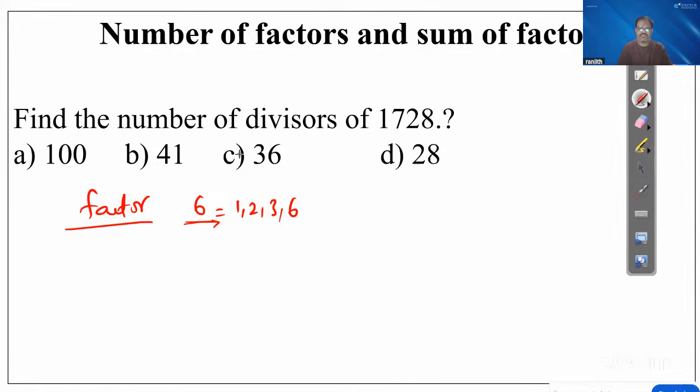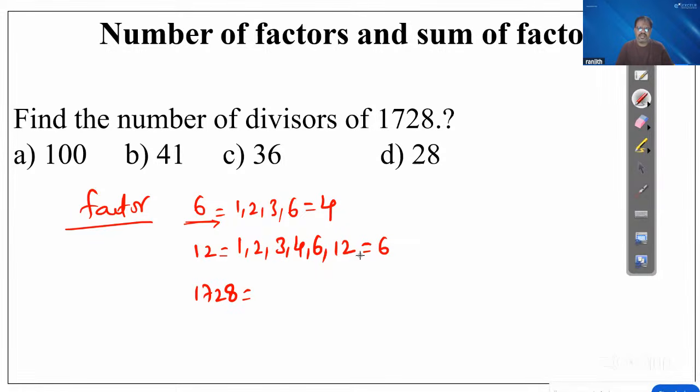A factor is nothing but a number which divides exactly, where we are getting remainder 0. So what are the factors of 6? 1, 2, 3, 6. So the number of factors will be equal to 4. What about 12? The factors of 12 are 1, 2, 3, 4, 6, 12. So the total number will be equal to 6. So we are finding 1728.